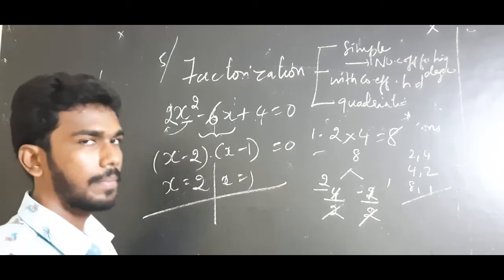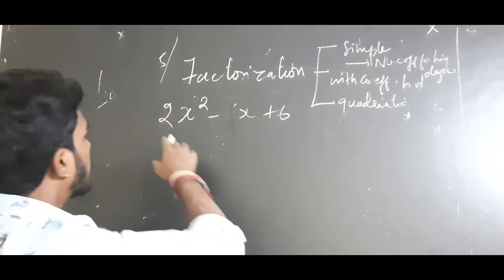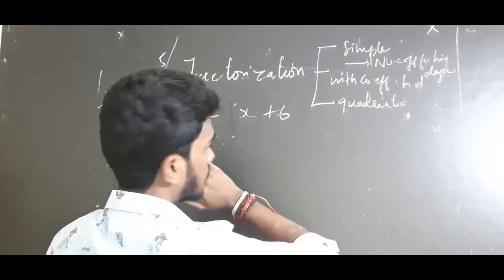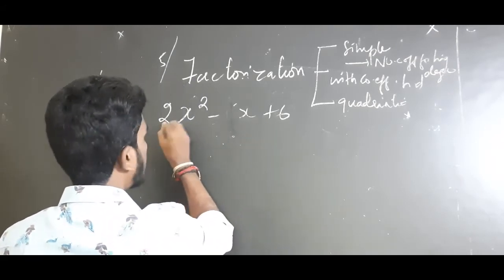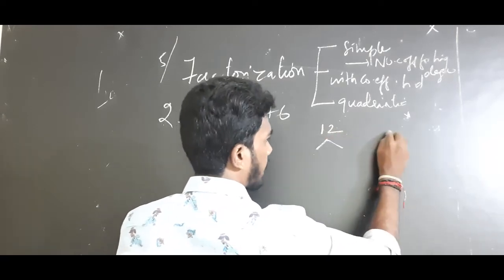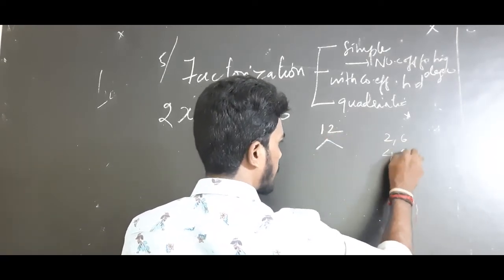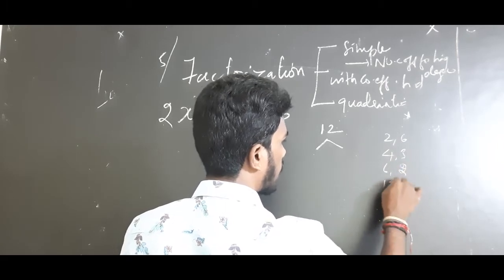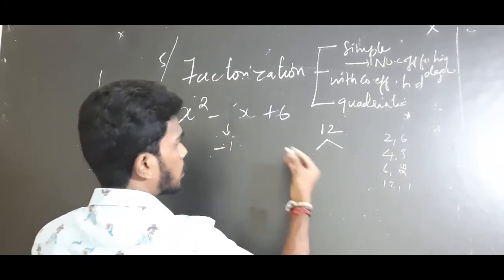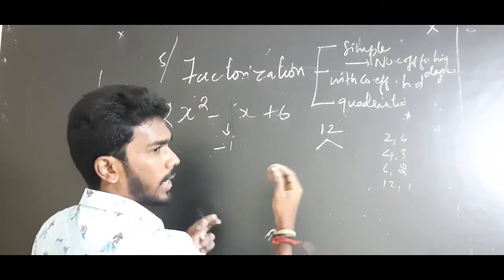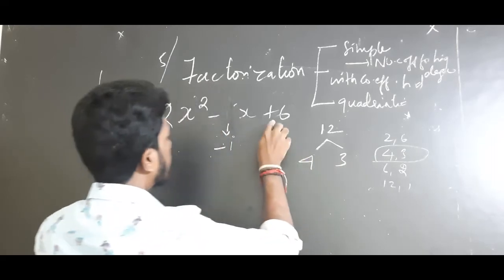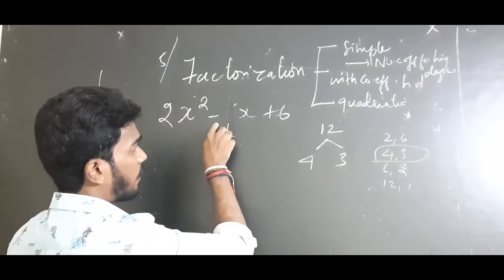Let's see another sum. The next sum is 2x square minus x plus 6. So I will be doing this sum. 2 times 6 multiplied will make 12. Again 12 can be expressed as 2 6s, 4 3s, 6 2s, 12 1s. I need minus x, it means minus 1. So which makes 1 as a result, 4 and 3, adding or subtracting. So 4 into 3 gives a positive result and here I have a negative sign.